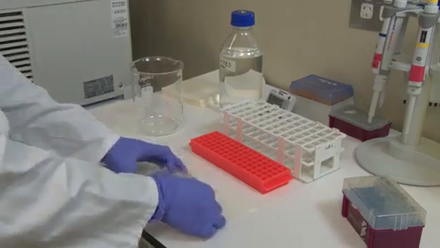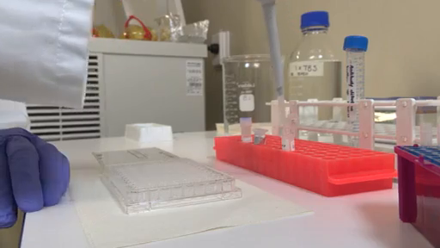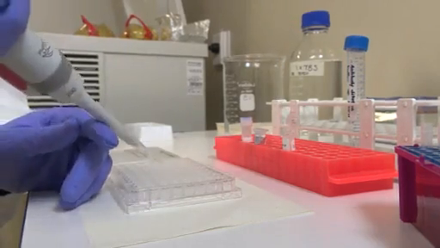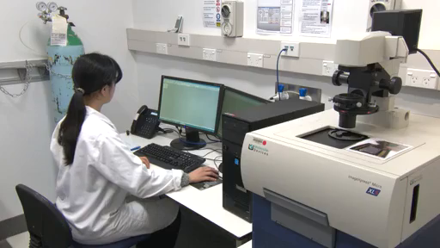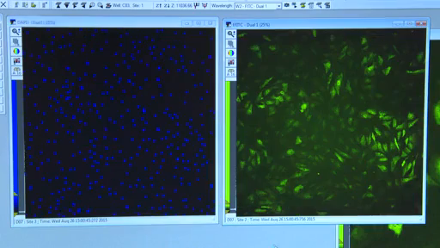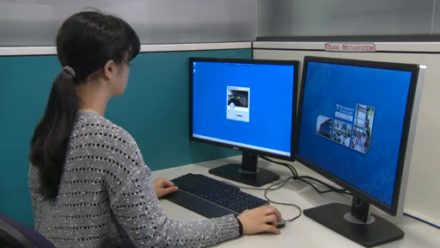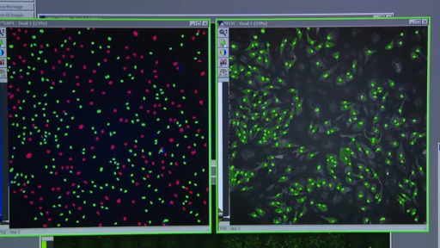After differentiation, cells are fixed and stained with antibodies against fatty acid binding protein 4. An automated high-content screening immunofluorescent microscope is used to capture images of the labeled cells in the microwell plates. The differentiation is then quantified using specialized image analysis software.